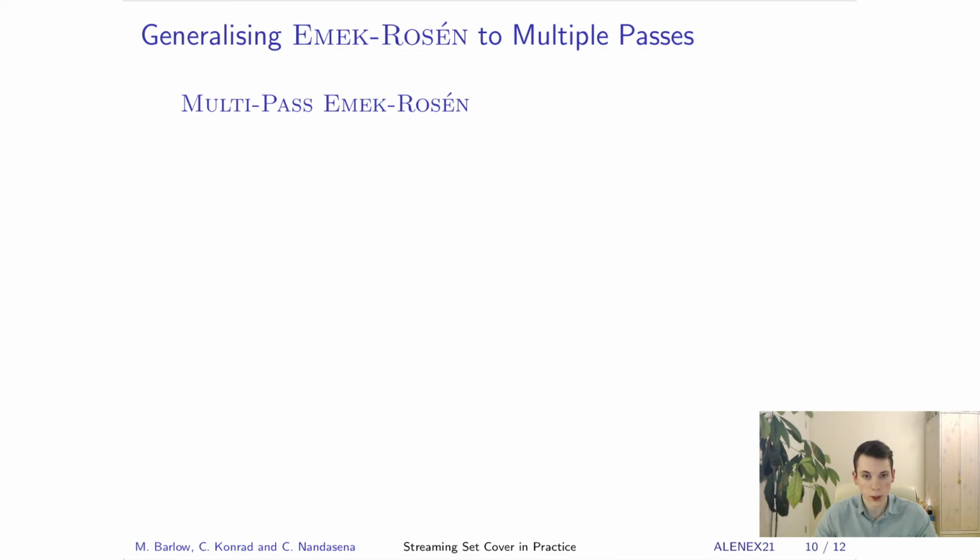So to better cover these elements at the lower end of the contribution distribution, we can extend the Emick-Rosen algorithm to make multiple passes over the input. So this is the multipass extension that we came up with.